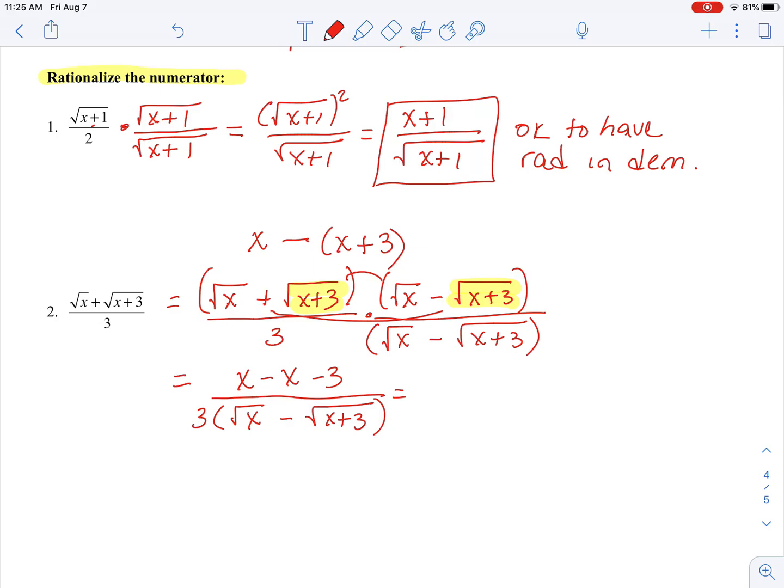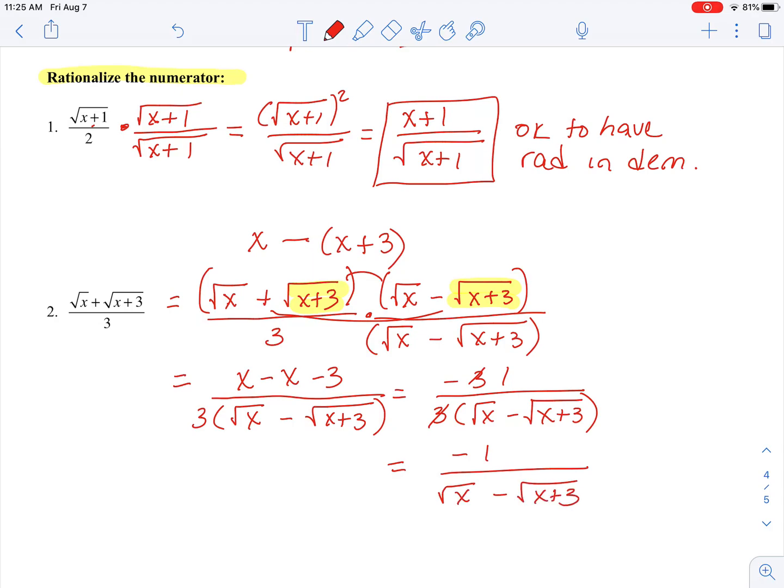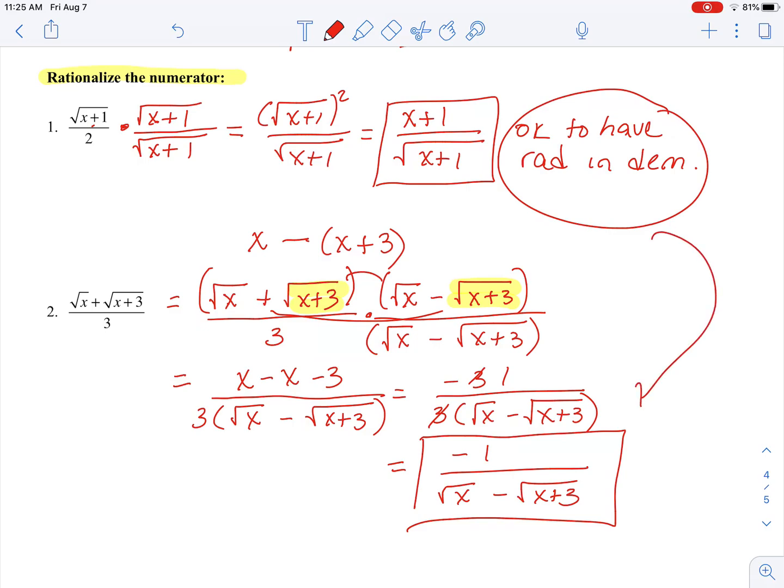Going across the top, x minus x is just 0, so I have a negative 3 in the numerator and 3 times radical x minus radical x plus 3 in the denominator. Our 3's are going to cancel, and I will be left with negative 1 over radical x minus radical x plus 3, and that would be your final answer. Just remember, it's okay to have the radical in the denominator. We got rid of it in the numerator. That's what the goal of the problem was.